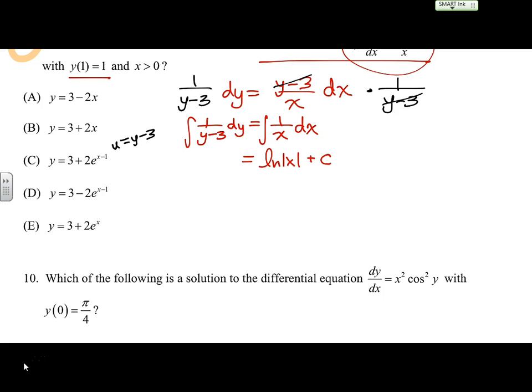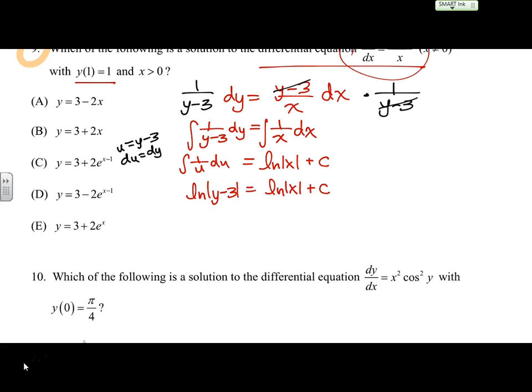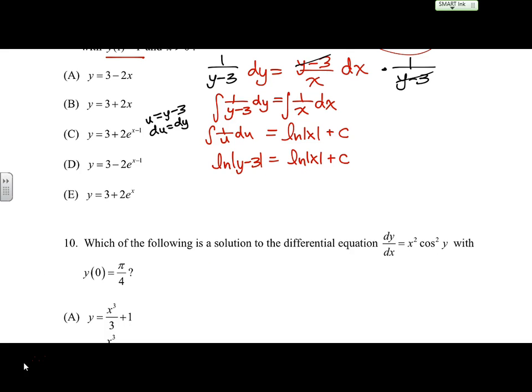Now I'm doing u-sub just to be safe. This one ends up being no big dealio, the integral of 1 over u du. There's no extra constant or anything, so we can go straight to ln of y minus 3. Remember, we always have to consider the u du whenever we have u-sub. Our composition of functions question.